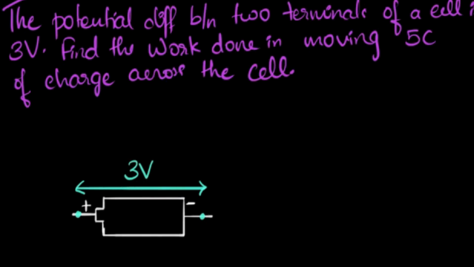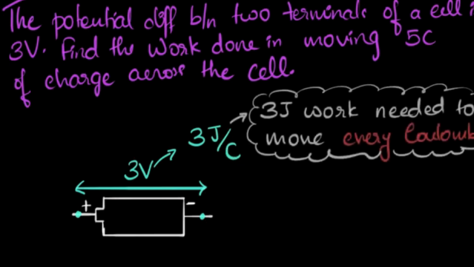So we have seen in a previous video that volt really means joules per coulomb. And this is telling us that 3 joules of work is needed to move every coulomb of charge from one point to another. 3 joules per coulomb. That's what we mean by 3 volts. It's an indicator of how much work needs to be done to move a coulomb from one point to another.